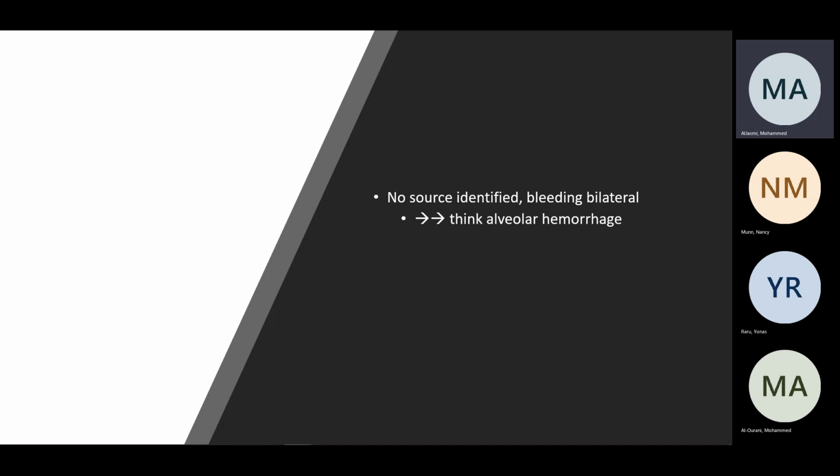Oh, by the way, if you don't identify a source, remember you're in the ICU. The alveolar spaces can bleed, right? Remember diffuse alveolar hemorrhage, especially if blood is coming from everywhere. Then the treatment would be totally different.